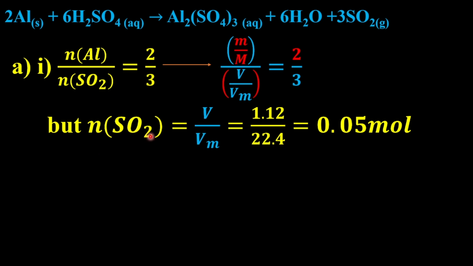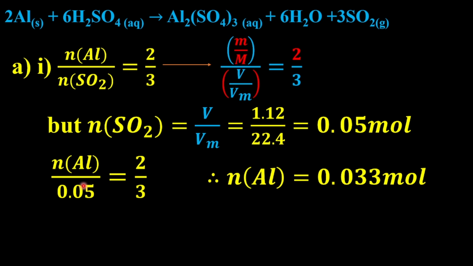So we have n of SO2 to be equal to V over Vm. That is, we want to get the mole here so that we can easily insert that over here. That is why we are breaking this thing down. So we have V over Vm, which is equal to the volume. Please take note, the volume which was given in the question was in cm cube. So we have converted that to dm cube. That is why it is 1.12 here over the molar volume. And that will give us 0.05 mole. So in place of this, we can have 0.05 mole. Now let's continue.